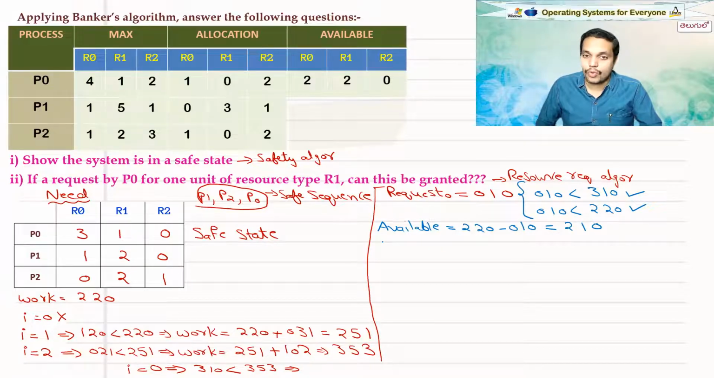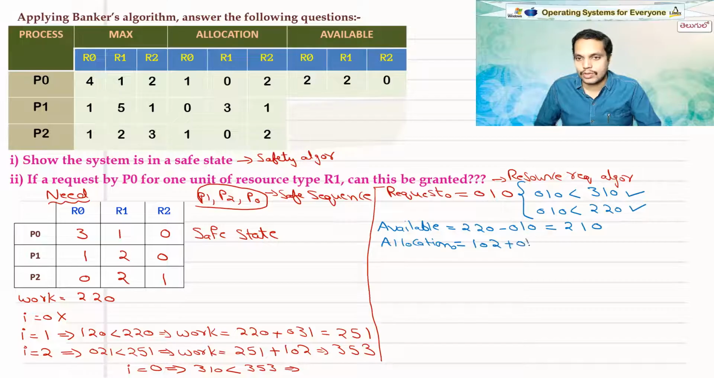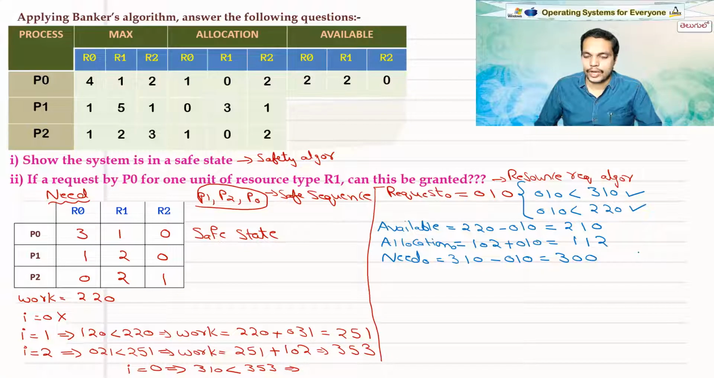210. Next, what is the new allocation for P0? It is 102 earlier. Now if I add this 010, it will become 112. Finally, what is the need? Need of P0 earlier is 310. Now you have to subtract the resources that are allocated, 010. So it becomes 300. Okay. Now using these three things, you can rebuild this particular state.